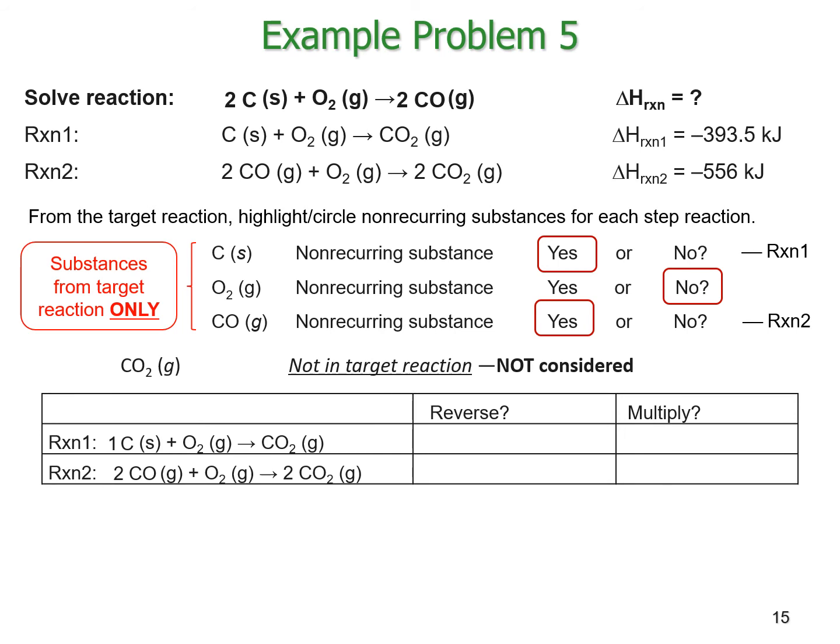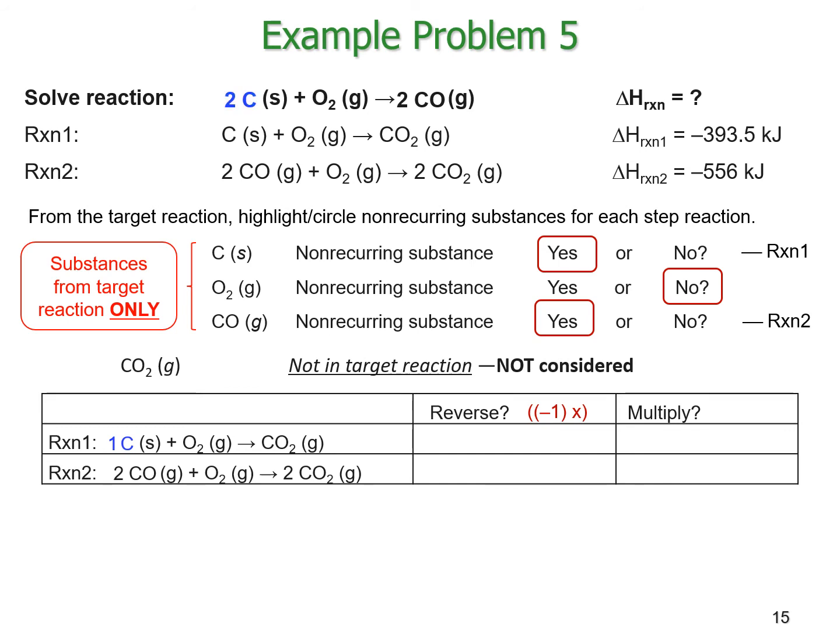Okay, so what I'm going to do here is to use those non-recurring substances from each step reaction, and all we have to do is ask 2 questions for each step reaction. Do we need to reverse this reaction? Do we need to multiply this reaction in order to have a correct coefficient? Why do we have to reverse the reaction? Because we want this non-recurring substance on the correct side in the target equation.